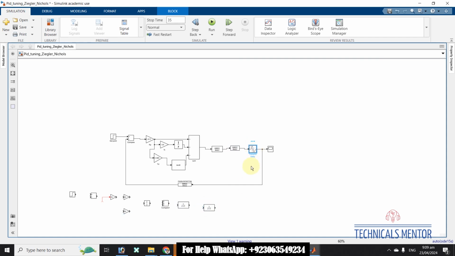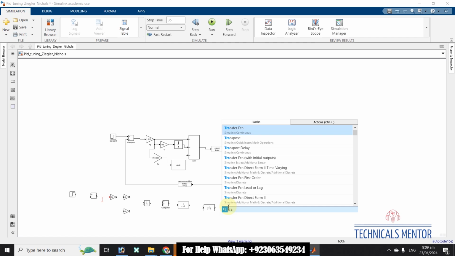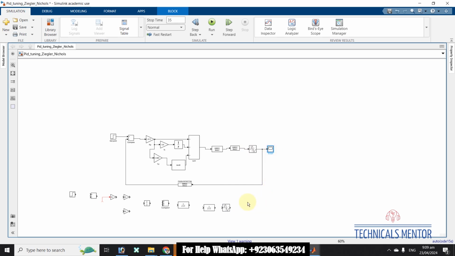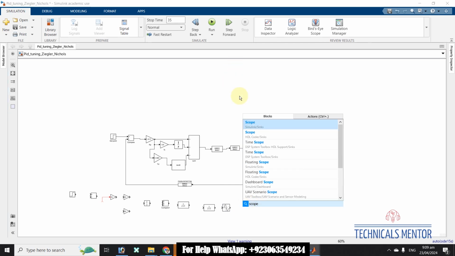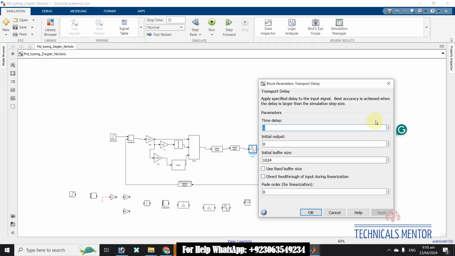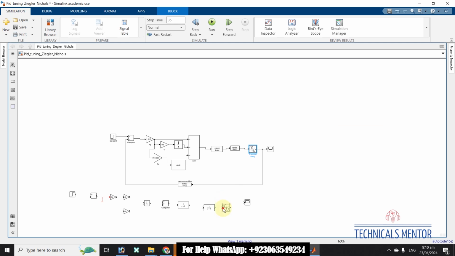Next is transport delay. You can search here for transport delay and you will find this. The next block will be scope. You can search scope here, and the delay value should be like this. Time delay 1, initial output 0, and initial buffer size is the default value. You don't need to change it. For the measurement block you need the transfer function here. In this way you can make the block diagram like this.